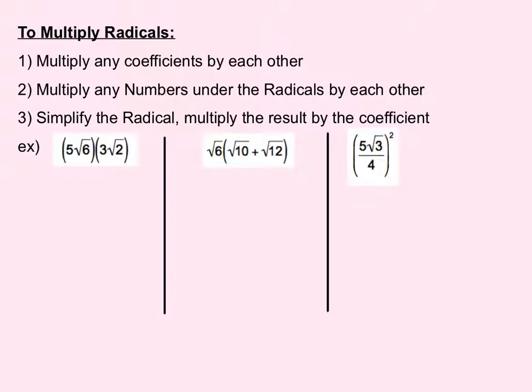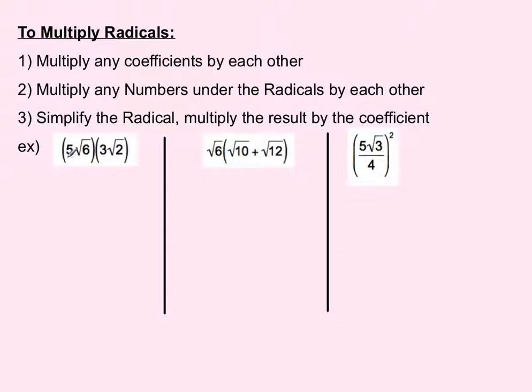So with radicals, you multiply numbers by numbers, so coefficients by coefficients, then multiply the numbers underneath the radicals by each other, and then simplify the radical. Multiply the coefficient by the simplified radical at the end. Now, I'm going to do something a little bit funny in this, and you'll understand why once you follow along. So in this first example, it says multiply the coefficients.